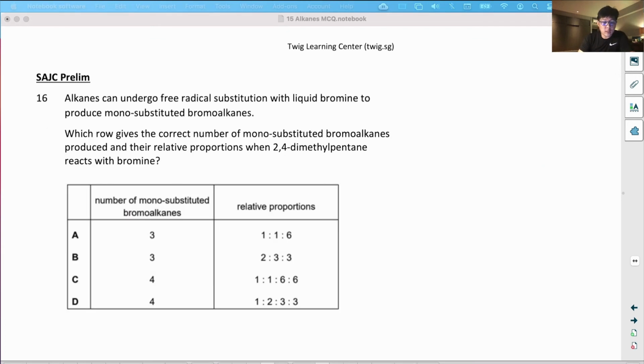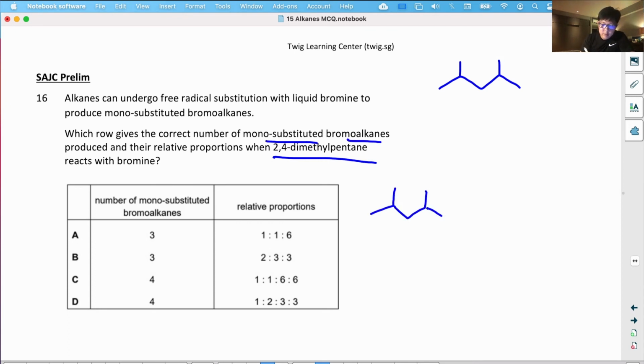Okay, let's run through question 16. Which rule gives the correct number of mono-substituted bromine alkanes and their relative proportions when 2,4-dimethyl-pentane reacts with bromine? So 2,4-dimethyl-pentane looks like this. They're asking for the relative proportions of the mono-substituted bromine alkanes. So let me just draw it out first.